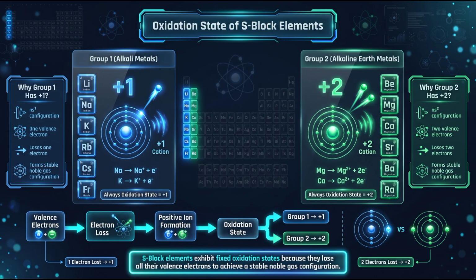These fixed oxidation states arise because electron loss allows the atoms to achieve stable noble gas electronic configurations. As a result, S-block elements form predictable ionic compounds, display highly regular chemical behavior, and are among the easiest groups of elements to understand in the periodic table.